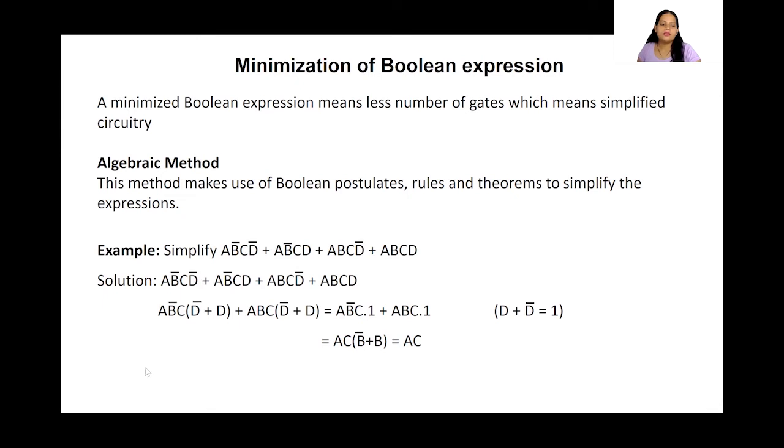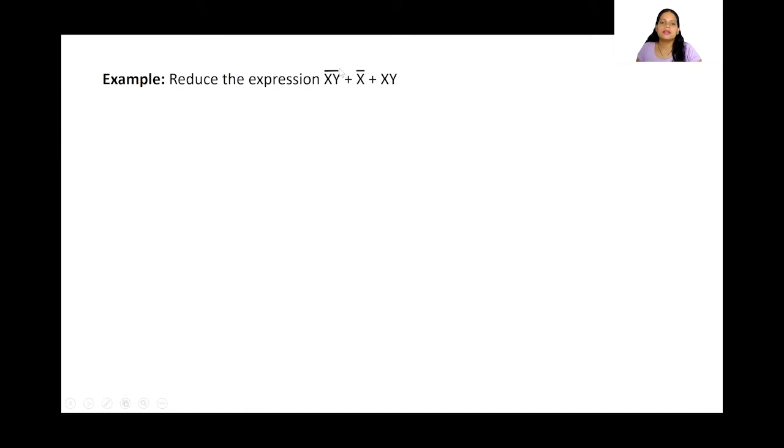Next, let us move on to the next one. Now we have (X plus Y) whole bar plus X bar plus XY. Let's see what we can do here. Now when we have (X plus Y) whole bar, this is nothing but De Morgan's theorem. We can write this as X bar times Y bar, isn't it? Plus X bar plus XY. Now I can reshuffle and write it as X bar plus X bar Y bar plus XY.